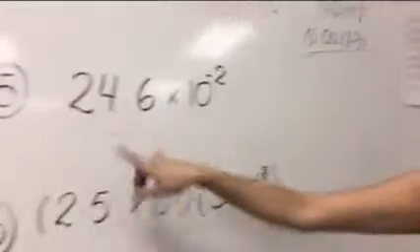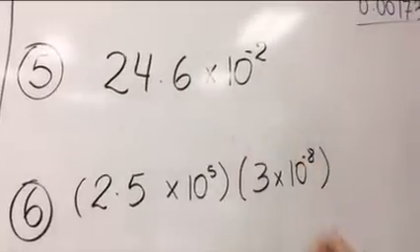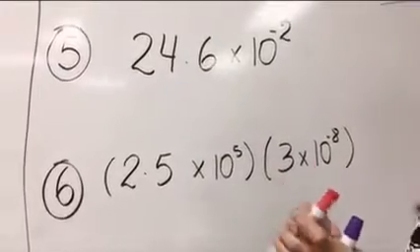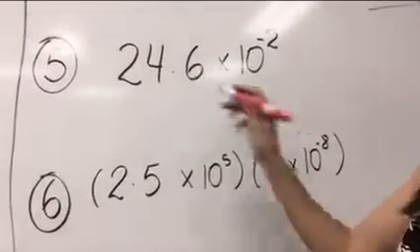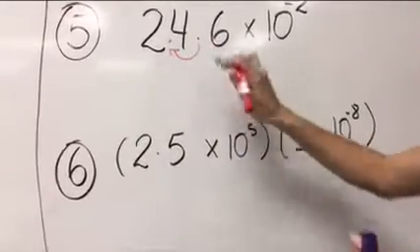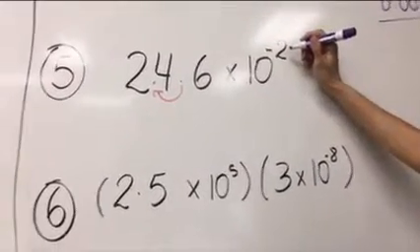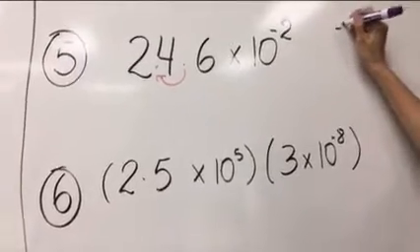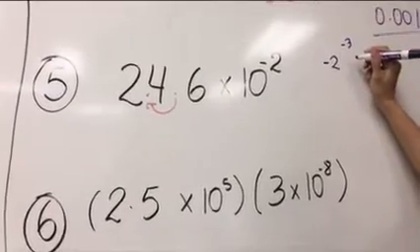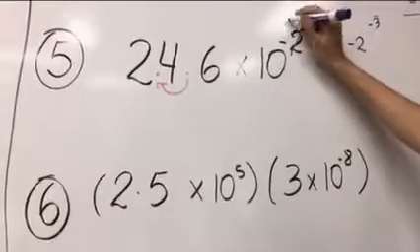The next one is asking me to adjust this. Well, what does it mean? Something here is wrong. And as I tell you guys all the time, the number to the left of it has to be between 1 and 10. And 24 is not between 1 and 10. That means I have to move my decimal point 1 time to the left. If I move that 1 time to the left, I have to move this up 1. But this, remember, when I move -2 up 1, it doesn't go to -3. That's moving down. -2 moving up becomes -1.